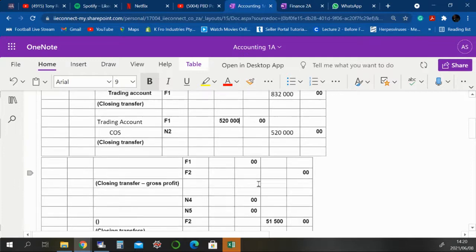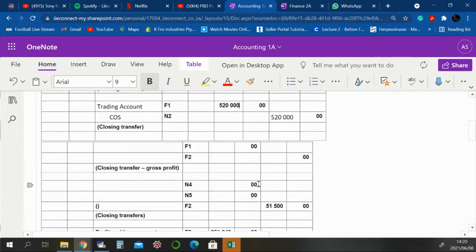So the next step, now we need to deal with the trading account. And we know that the trading account, we close it off to the profit and loss account. Now, before we can do that, sales minus cost of sales. Now think about this. Sales minus cost of sales. We know that our sales was greater than the 520,000. So therefore, we should have a credit balance in our trading account. Does that make sense? So now what we want to do is close it off to the profit and loss. So we're going to have to debit the trading account.